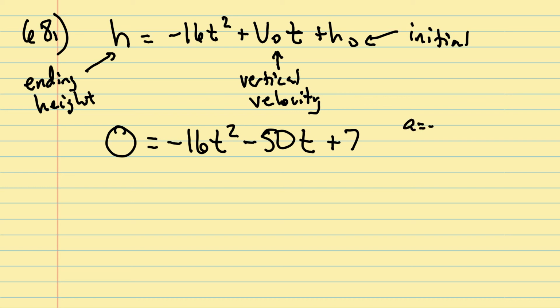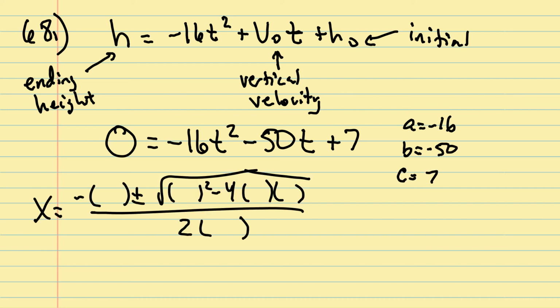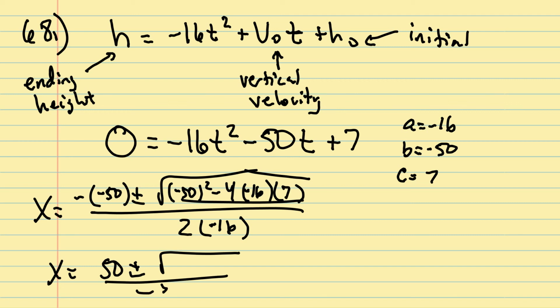Now, I have an a, which is negative 16. I have a b, which is negative 50. I have a c, which is 7. So now, I'm going to plug these into my formula. I plug both of these into my calculator. So x equals 50 plus or minus the square root of all this stuff in the radical over negative 32.